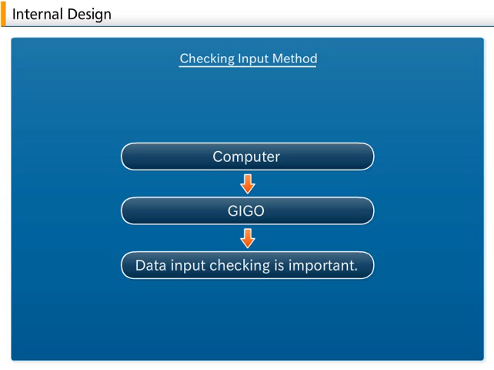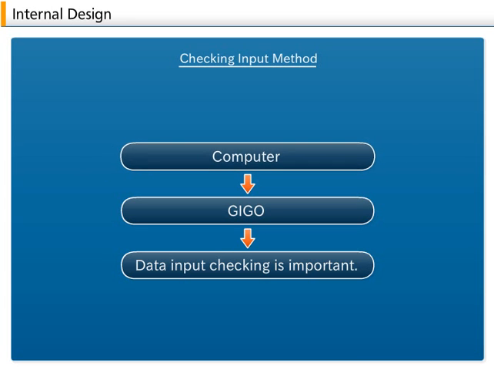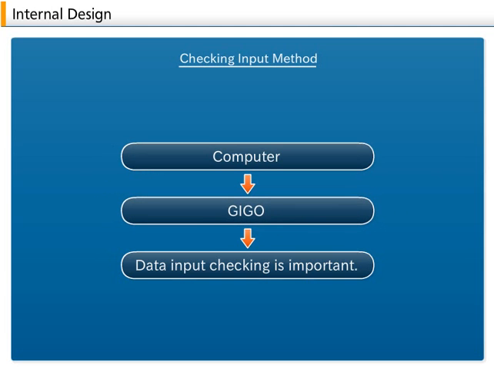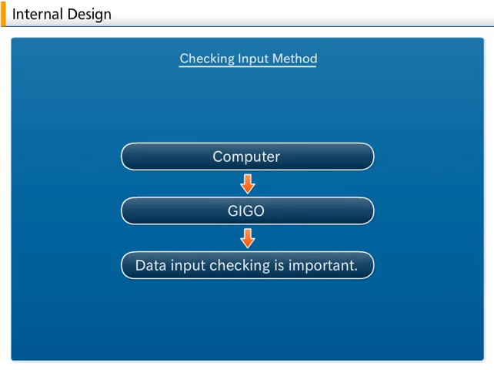C. Checking input method. With computers, if you put junk in, you get junk back. This is called GIGO, garbage in, garbage out. Input checking is important to ensure system reliability. Refer to Chapter 9 for checking methods.